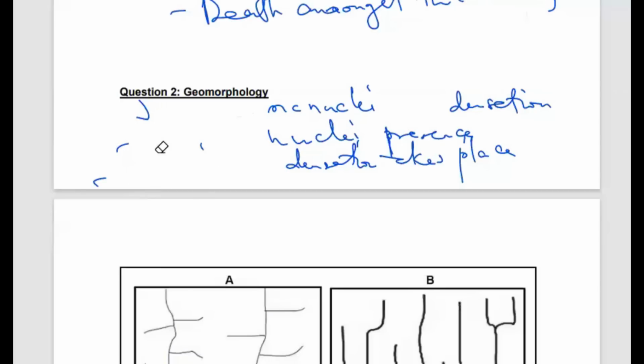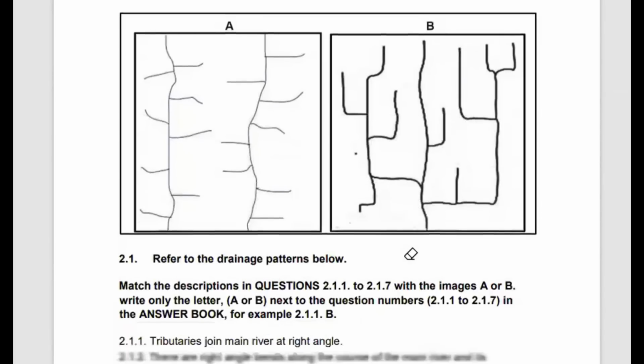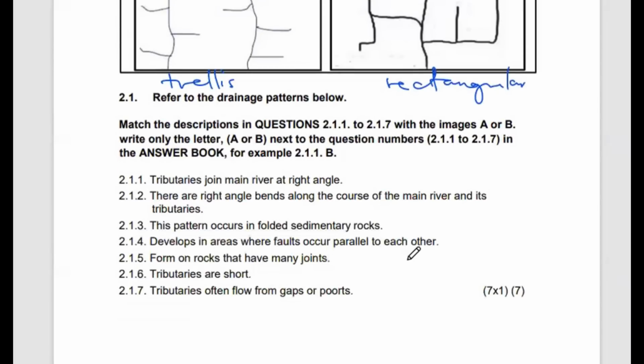We take it on to geomorphology, which is question number 2. Right, our first question is based on the illustration below on drainage patterns. We have pattern A and pattern B. If we closely look at these patterns, we find that pattern A is more of a trellis pattern, and pattern B is more of a rectangular pattern. Based on that, we need to relate to the two.